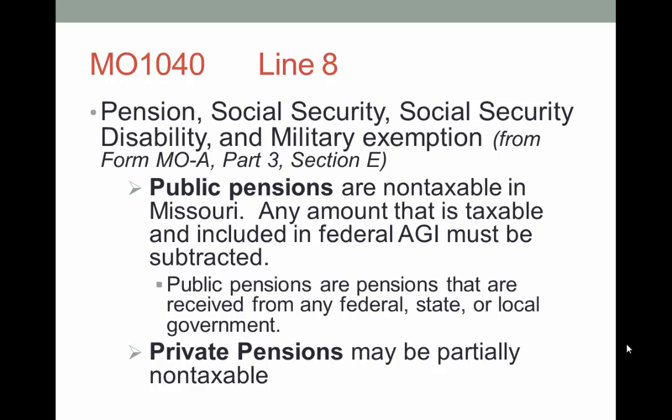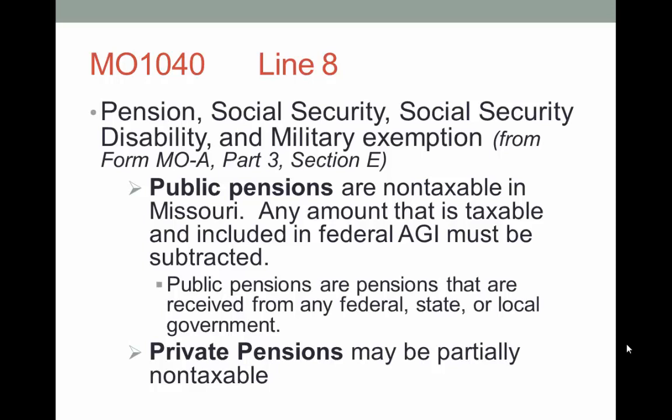So we need to make sure that the software is doing the correct calculation. I believe it will automatically pull through Social Security that is listed on the federal return. However, for public pensions and military pensions, it won't. Again, we're not doing military returns at the site, so you don't have to worry about the military exemption. But the pension for public employees, we do have to worry about.